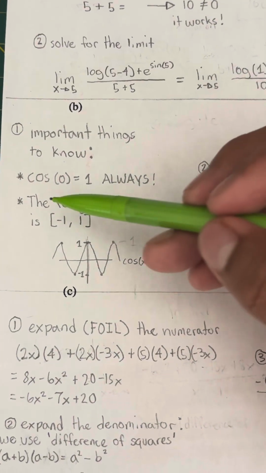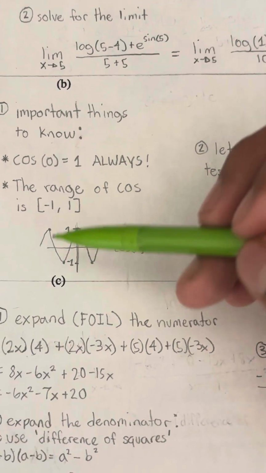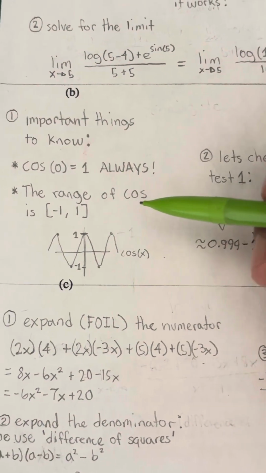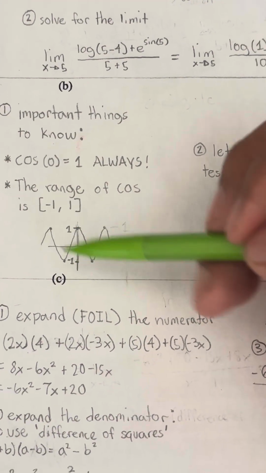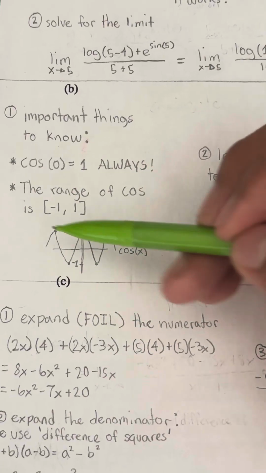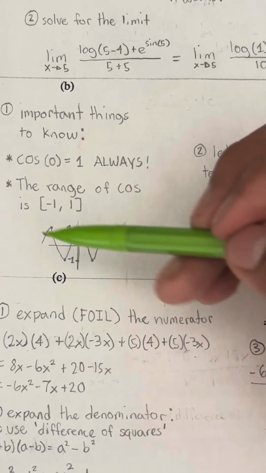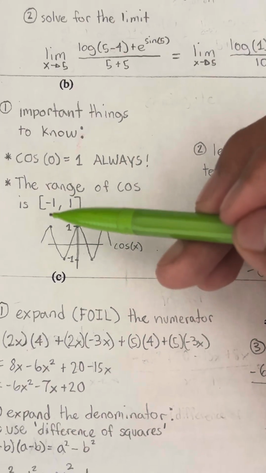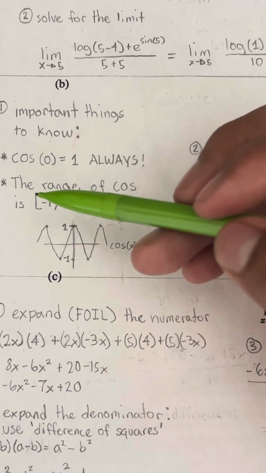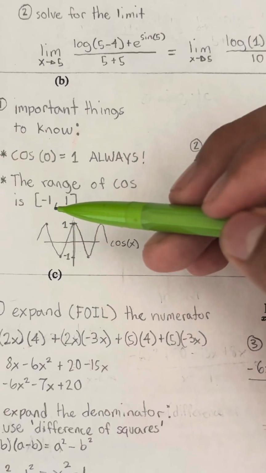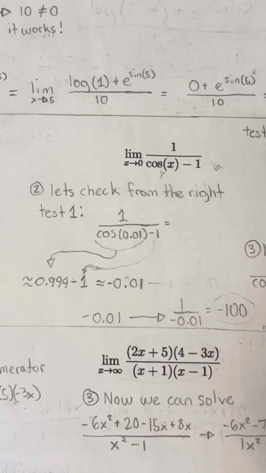Something else that we should know is that the range of cosine is -1 to 1. Basically, the graph of cosine usually looks like this. It just oscillates between 1 and -1 and never goes beyond that. That's the range. The domain is irrelevant for this question, but the range is very important to know. That'll come in handy later. You'll see why.